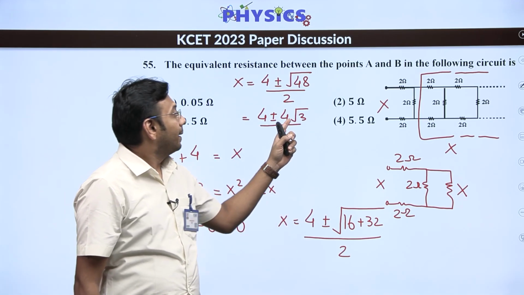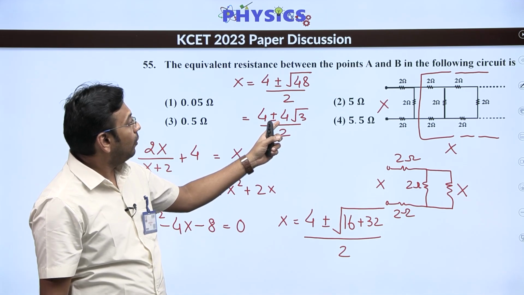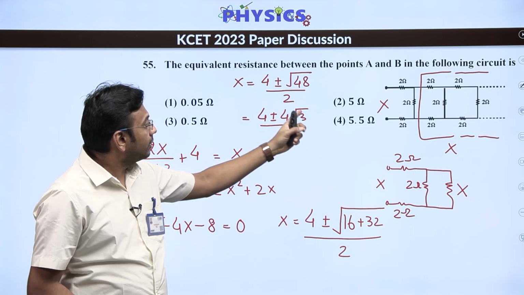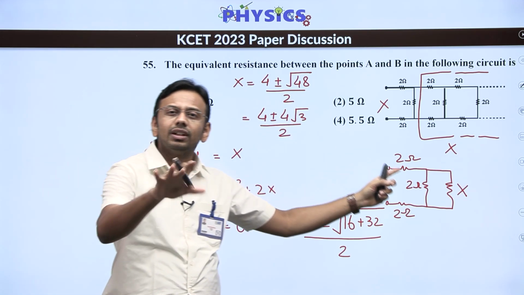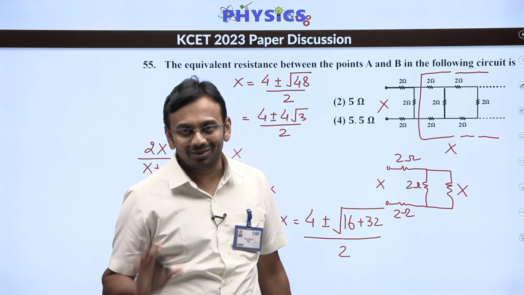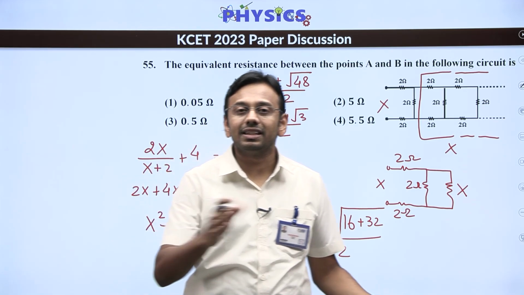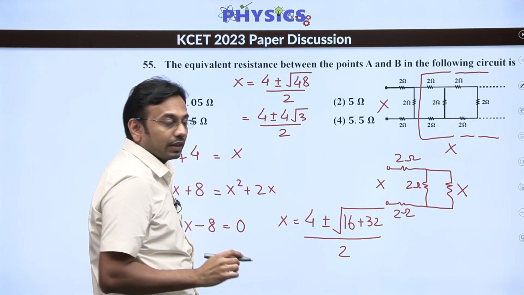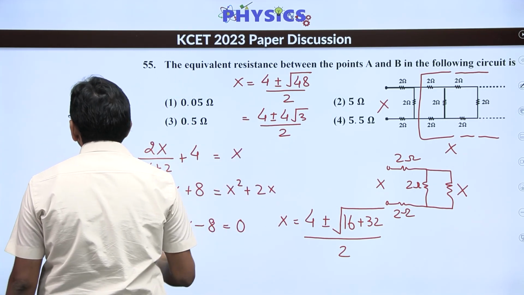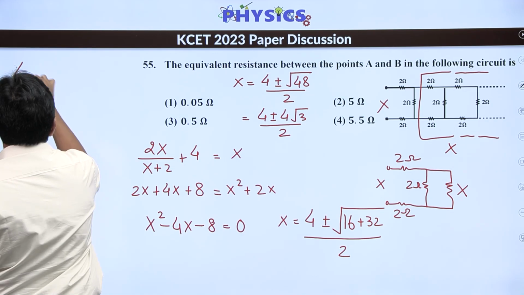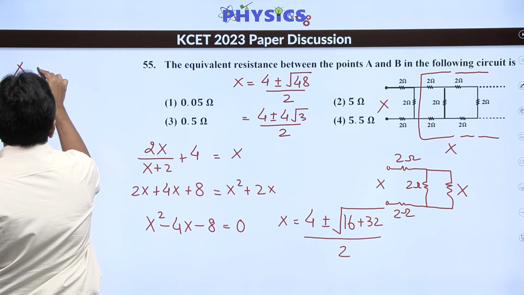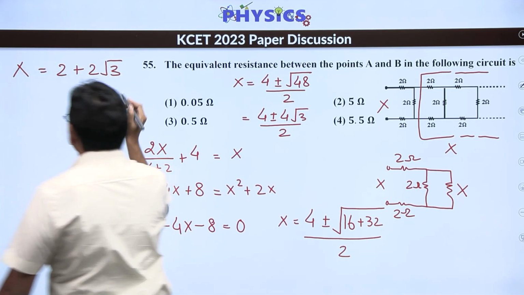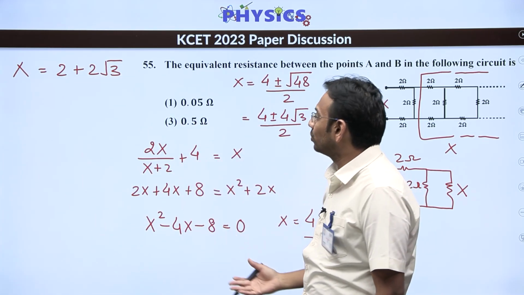Okay. And now we can clearly see that if I take the negative value, then this will give me a negative value of the resistance, which is not possible. Obviously resistance cannot be negative. So only one root will be considered, which is the positive root. And if we cancel out this 2 also, then ultimately we are being left with x equal to 2 plus 2 root 3. X is equal to 2 plus 2 root 3.